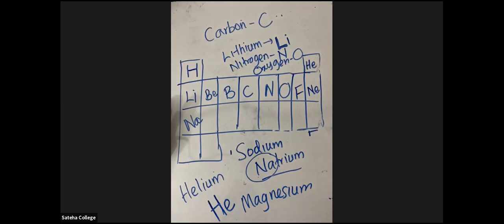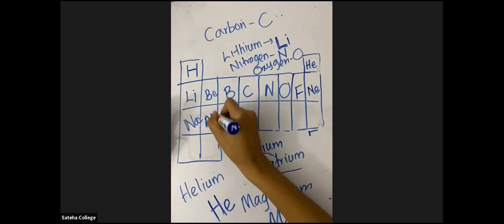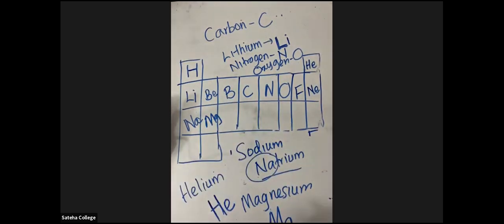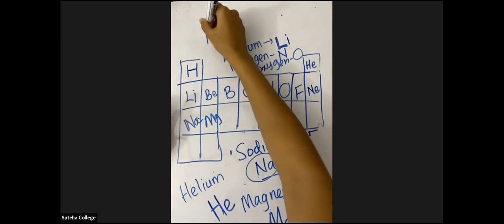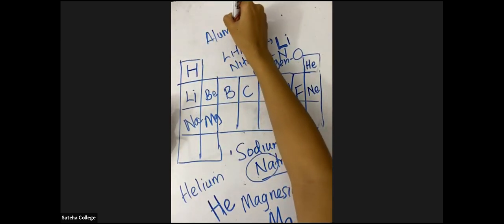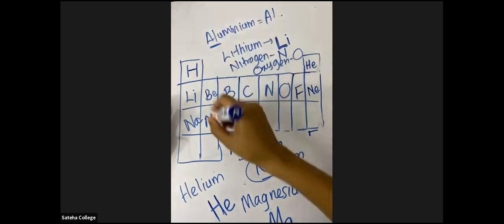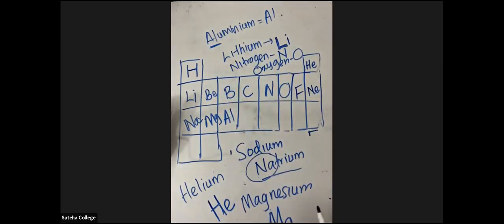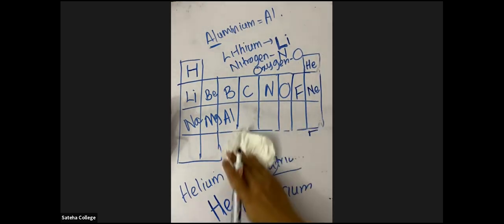Now comes the point. For magnesium, you don't say Ma, you say Mg. Sometimes they use the first letter and the second letter, sometimes the third one. So magnesium is Mg. And then next one is aluminium. Aluminium is Al, the first two letters. Then next one, silicon.